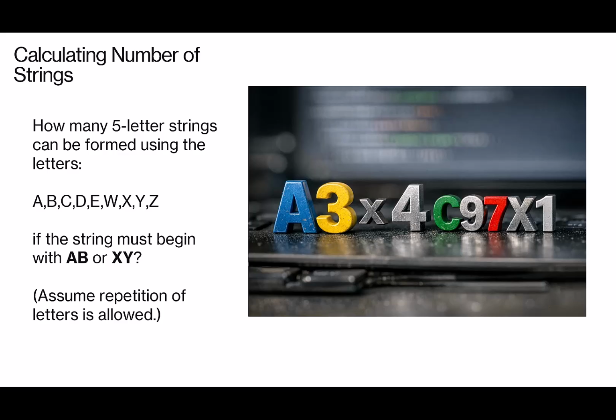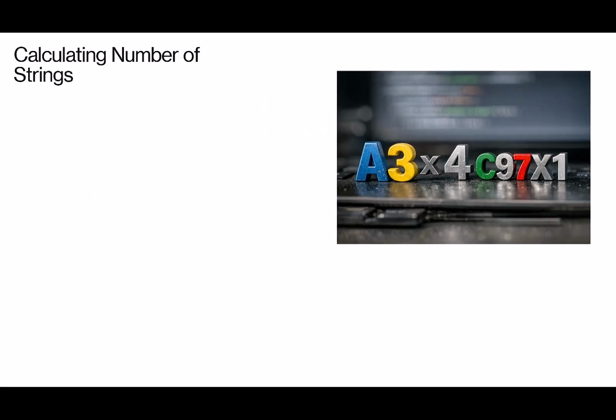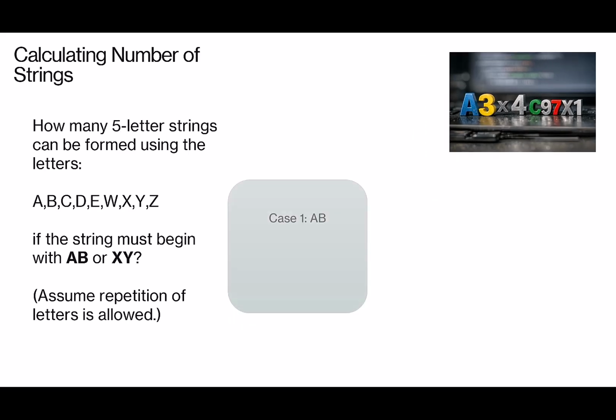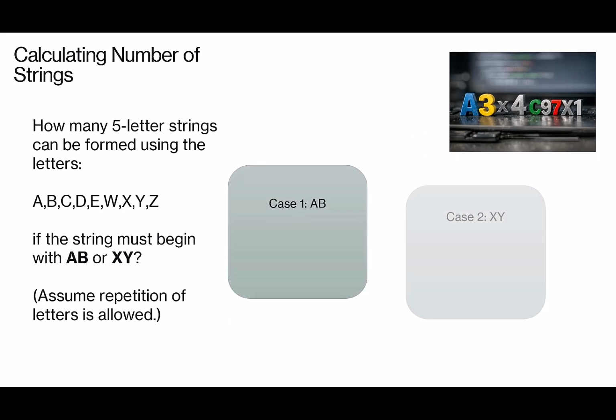But we have these conditions that the string has to start with either AB or XY. Again, we're going to assume that repetition of letters is allowed. We're going to break this down into 2 cases. Case 1 will be that the string starts with AB, then case 2 will be that the string starts with XY. Once we find the number of ways we can do case 1 and case 2, we will add those together.